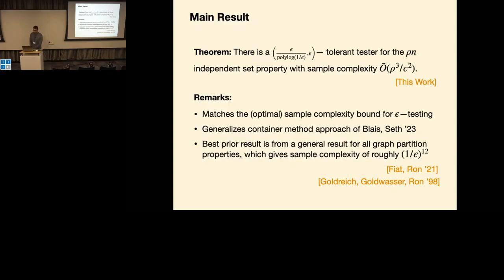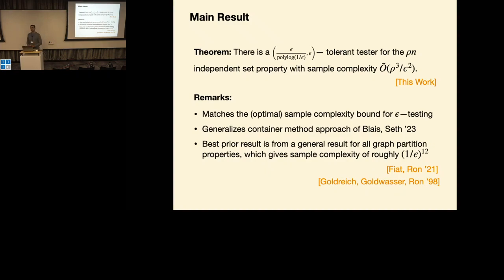In fact, the approach that we use here is a generalization of the approach in the prior work, which used the graph container method. I'll mention a little bit of that in the next 5 minutes. I'll also mention that this problem wasn't studied directly. However, you could get a tolerant tester from some prior results about testing general graph partition properties. Doing that, you could get something on the order of 1 over epsilon to the 12, and so we would improve on that.